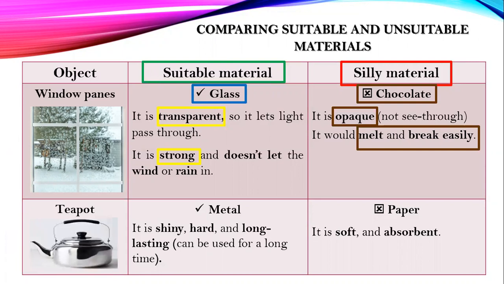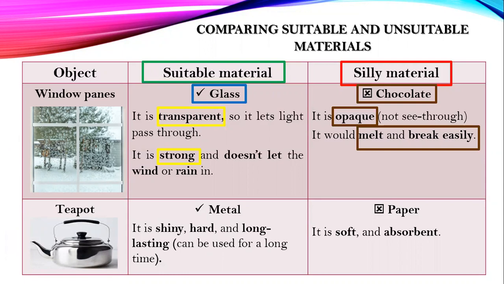Our second example is the teapot. Do you know the teapot? It's the pot where we can make tea and coffee. What would be a suitable material for making a teapot? Please think. Think one more time. What would be a suitable material for making a teapot?